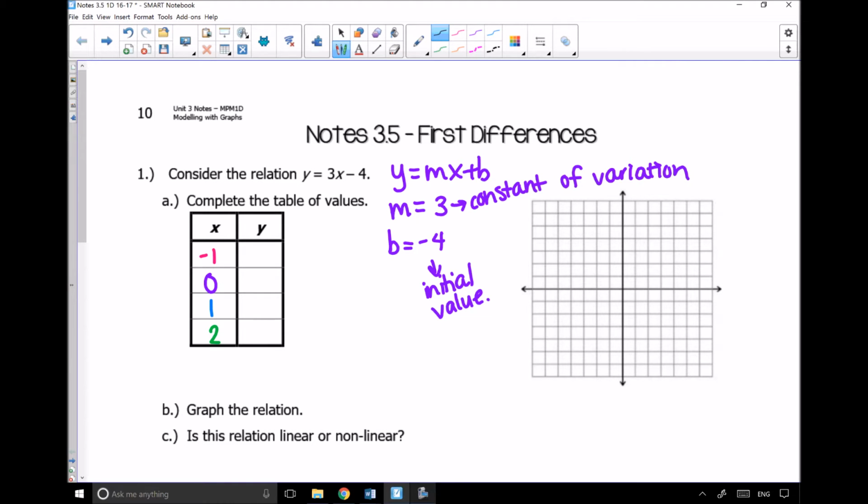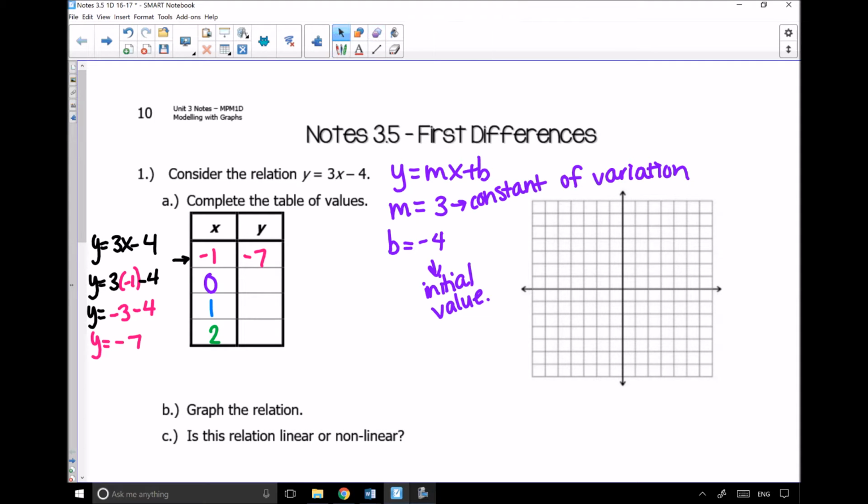So I know my equation is y equals 3x minus 4. In this example, remember we have infinite points on a line. This is just 4 of our infinite points. So I'm going to figure out 4 points, connect the dots, and I'll have a line. Every time I see an x, I'm going to replace it with -1 and see what I get. So here I end up getting y equals -3 minus 4, so I get y equals -7. So my corresponding y value is -7.